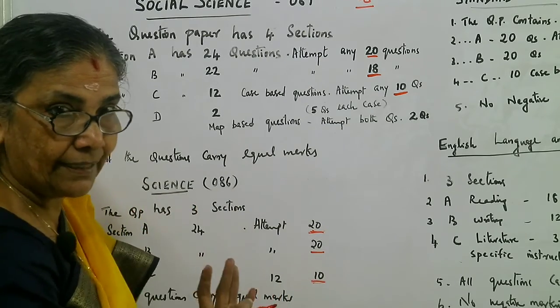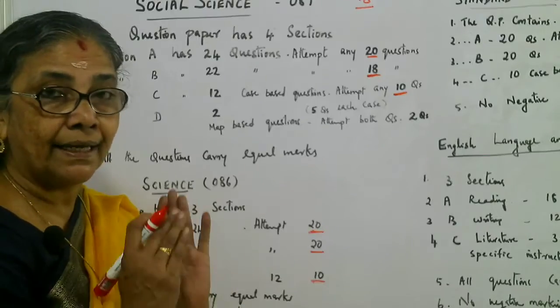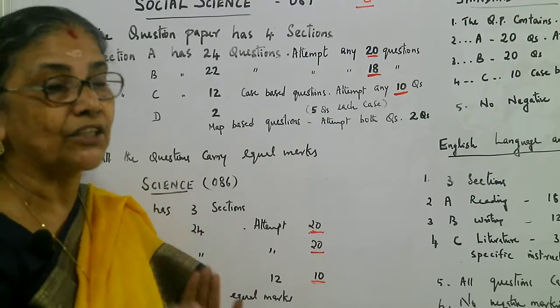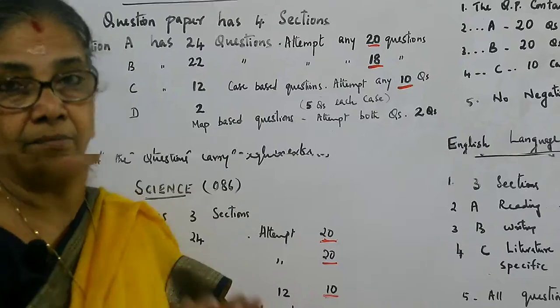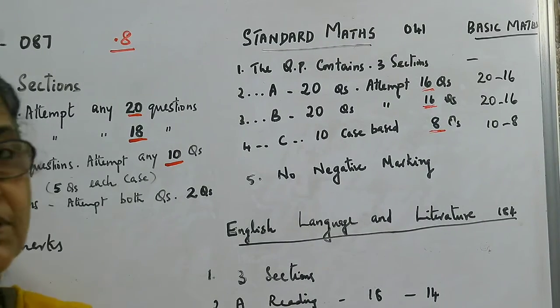So, this is about the science paper. All questions carry equal marks. No negative marking. Social science also, in fact all subjects, there is no negative marking. Then let us see the standard maths questions.